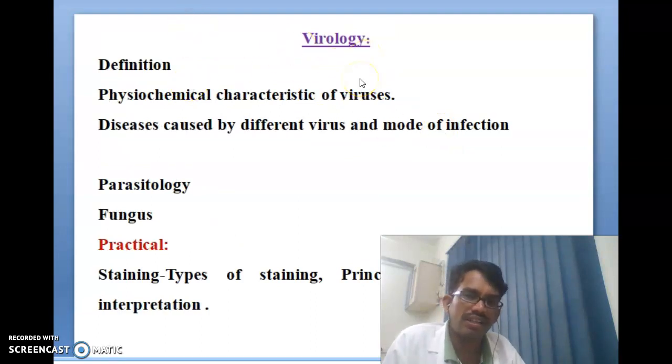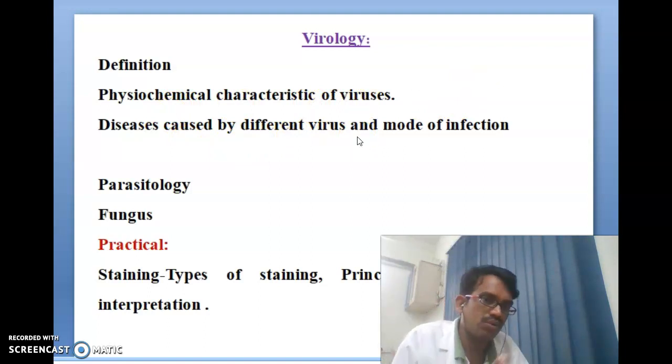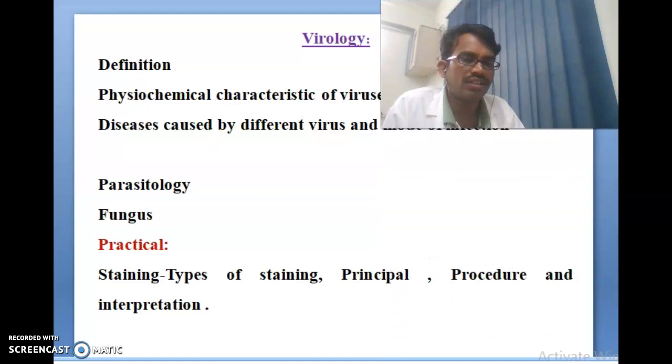What is virology? Virology covers the physicochemical characteristics of viruses, the diseases caused by different viruses, and their modes of infection. These things will be studied in virology. It comes under microbiology, along with parasitology and fungi.